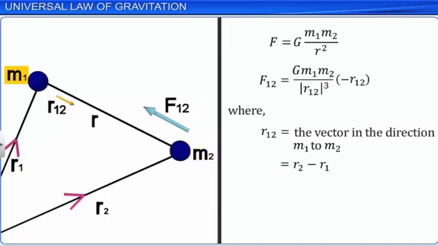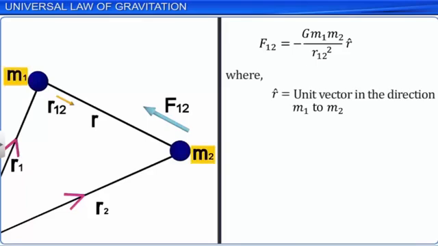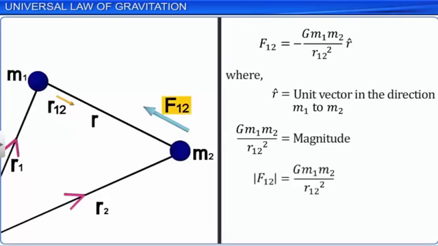Thus, the same expression can be written as F12 is equal to minus G m1 m2 by r12 square into r cap, where r cap is the unit vector in the direction m1 to m2. In this expression, the quantity G m1 m2 by r12 square is the magnitude of the force and can be denoted as modulus of F12. If F21 represents the gravitational force on point mass m1 due to point mass m2, then F12 represents the gravitational force on m2 due to m1. According to Newton's third law of motion, both the forces F12 and F21 are equal in magnitude and opposite in direction.